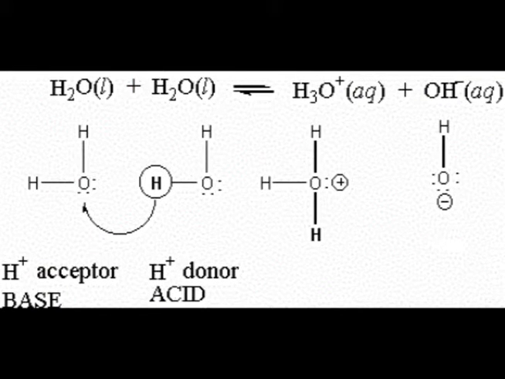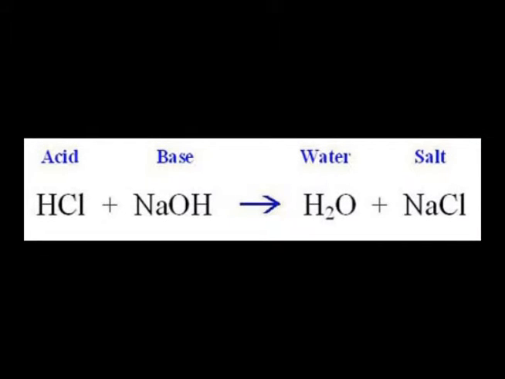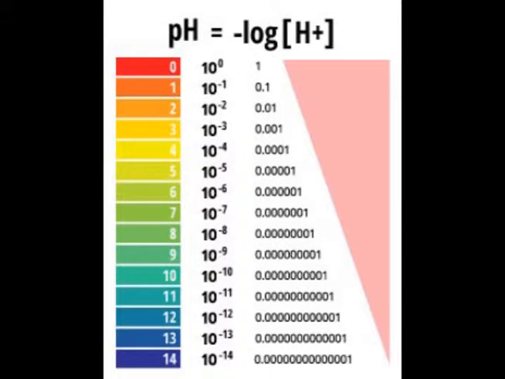Pure water has a pH of 7, so that is the neutral pH. When you mix an acidic solution with an equally basic solution, they neutralize each other and the pH becomes 7. The pH scale is logarithmic, so when the pH decreases by 1 point, the concentration of H plus is actually multiplied by 10.